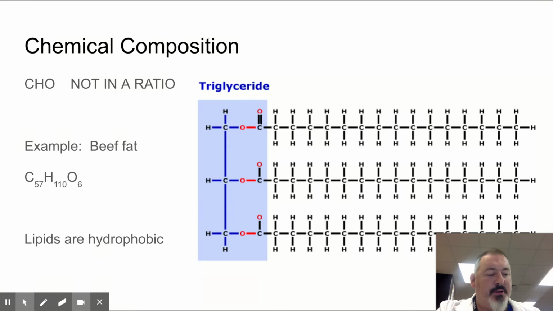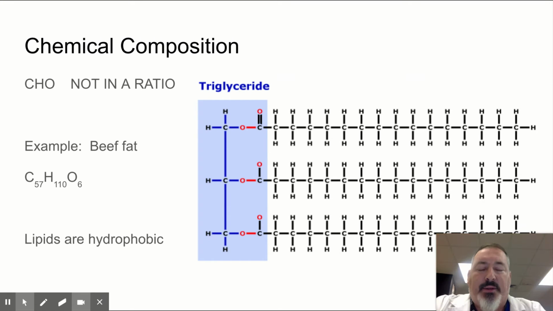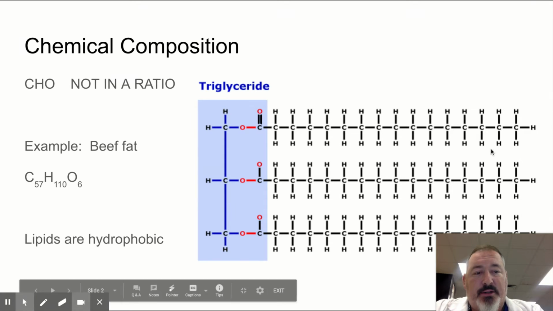So while doing this, you'll be completing a note page that's going to look a lot like this. And structures that are going to be associated with this are going to look a lot like this. These long hydrocarbon chains. So the chemical composition for the lipids: three chemicals, carbon, hydrogen, and oxygen, and only those three chemicals. Just like carbohydrates. However, the difference is that carbohydrates are in a 1 to 2 to 1 ratio. Lipids do not have a ratio. You can see this example here, this triglyceride.